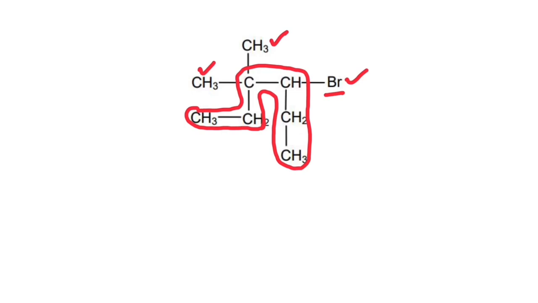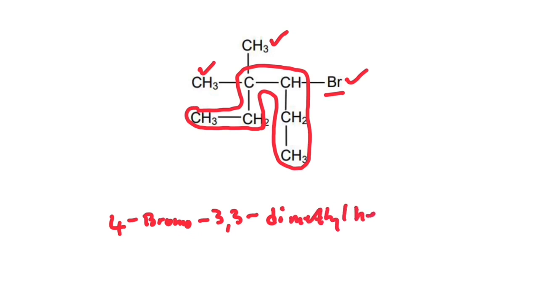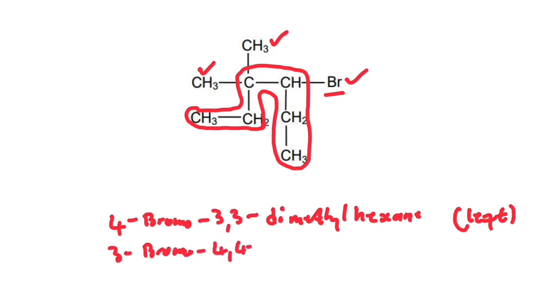If we start numbering from the left, we're gonna have bromo on the fourth carbon. So we're gonna name our haloalkane as 4-bromo-3,3-dimethylhexane, right? That is how we would name our haloalkane if we started numbering our carbons from the left. But if we start numbering from the right instead, we would have 3-bromo-4,4-dimethylhexane. This is if we start naming from the right.